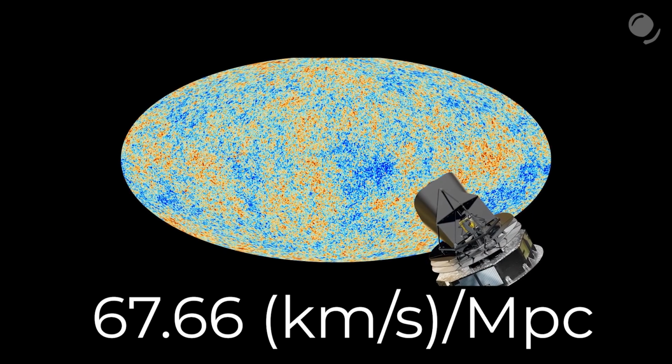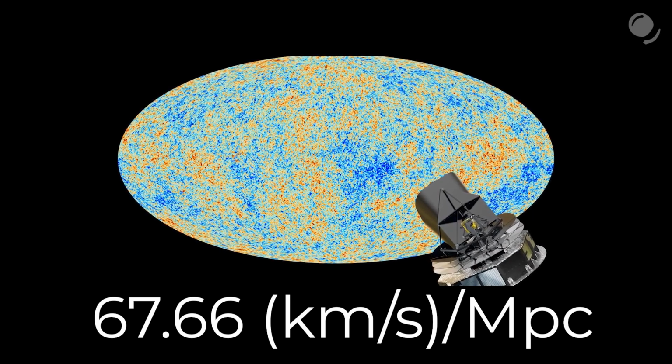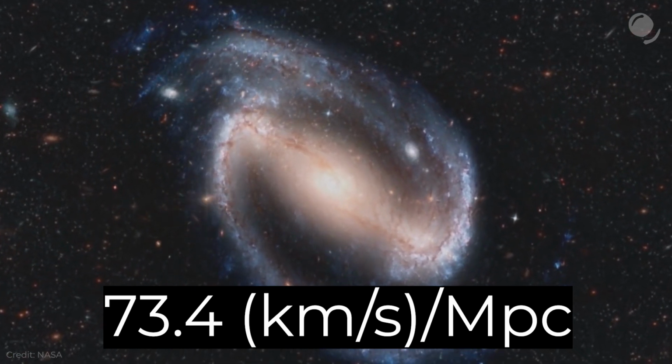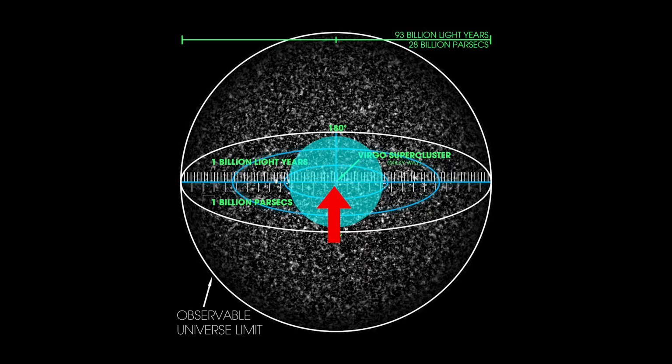As you may know, different methods today provide slightly different values for the constant, but if we take the average value, dividing the speed of light by the Hubble parameter gives us precisely 13.8 billion light years. So considering that the radius of the observable universe at the moment is 46.5 billion light years, everything beyond 13.8 billion light years is receding from us faster than the speed of light.